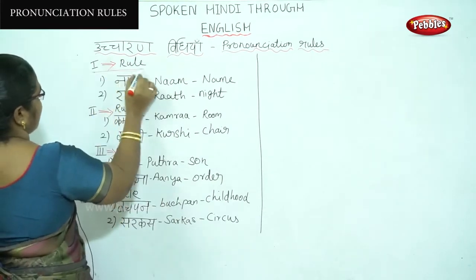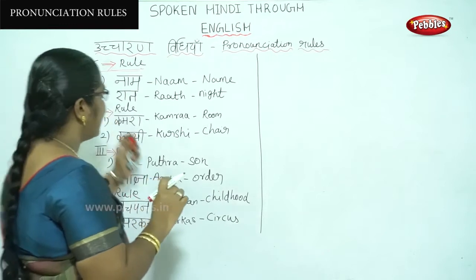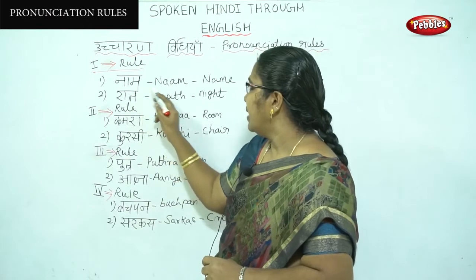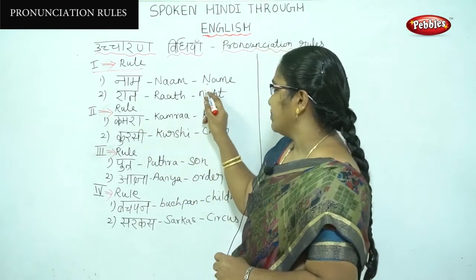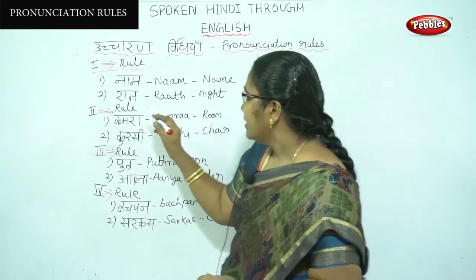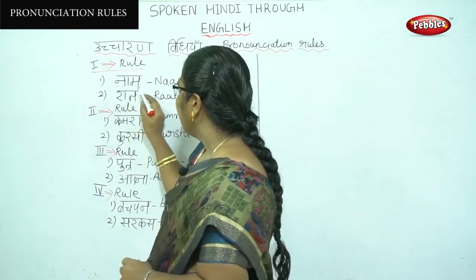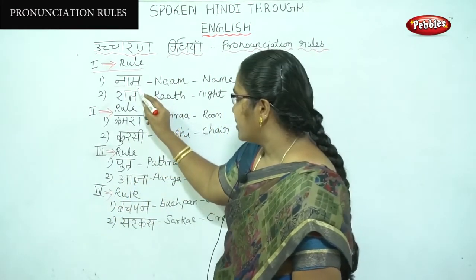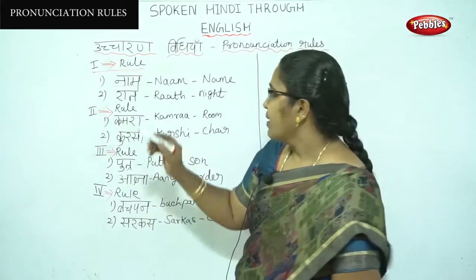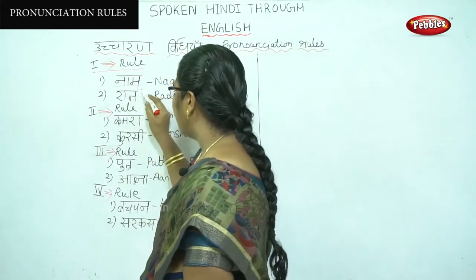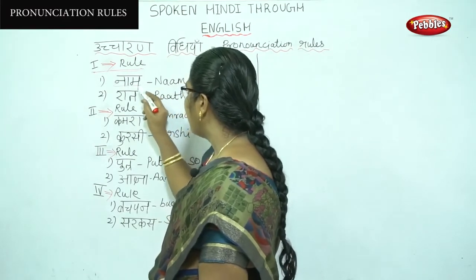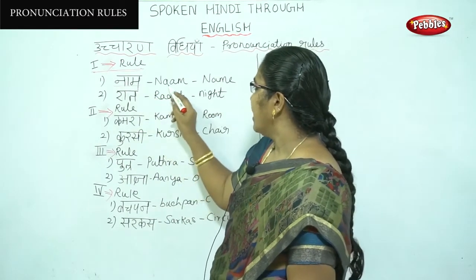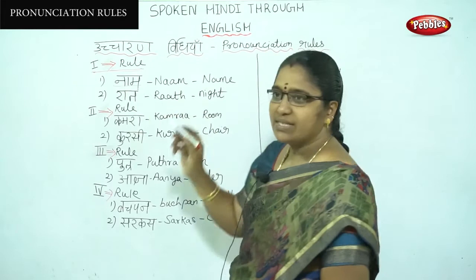The first rule, you have to see the example. Listen: na ma, nam, name. Here we have to see the word. The last letter is a consonant with a short sound. That's why we read it as a consonant. Pronunciation is nam. The meaning is name.